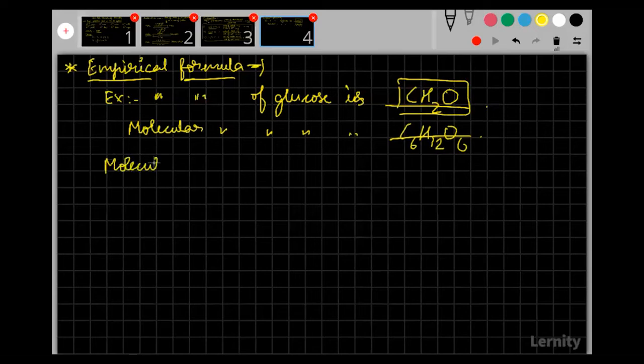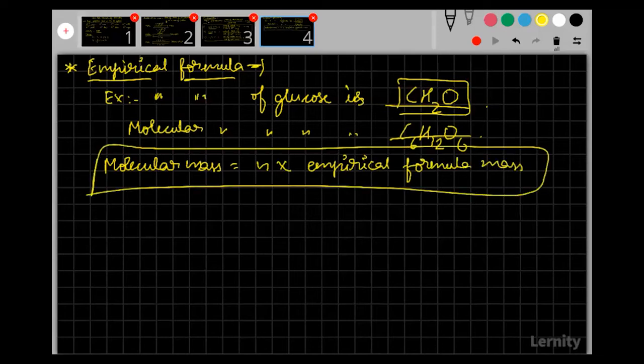So how are these two related? This one is important. The molecular mass is n times the empirical formula mass. In this case, we know that the n factor is 6. So the empirical formula was CH2O, and then if we multiply by 6, we finally get the molecular mass. So that's how we'll get it. This is how we have to do it in terms of the empirical formula.